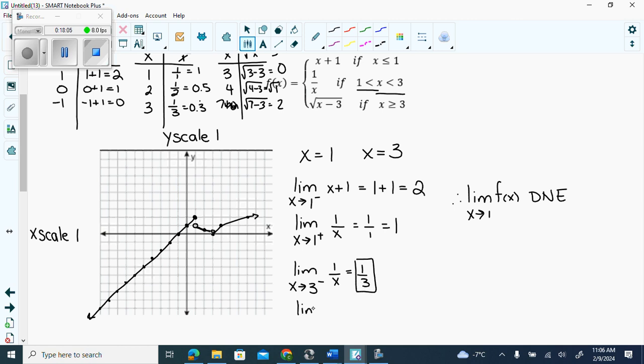Then I do the limit as x approaches 3 from the right. Which equation am I using? Greater than 3 equation, so the bottom. So I go square root of x minus 3. And then I plug it in, I get 3 minus 3, which is 0. Do they match? No. So therefore, the limit as x approaches 3 of f of x does not exist.